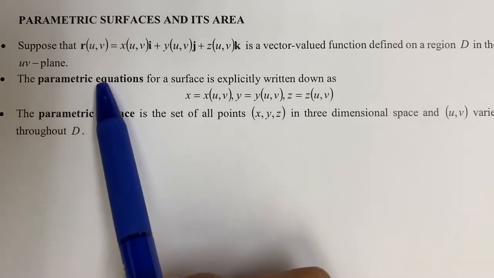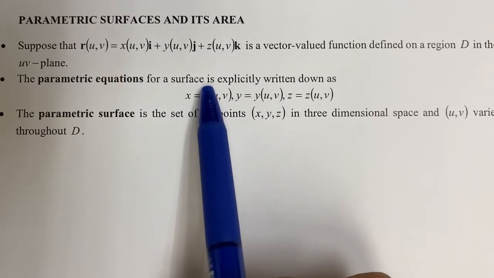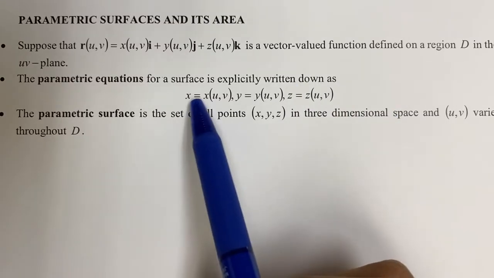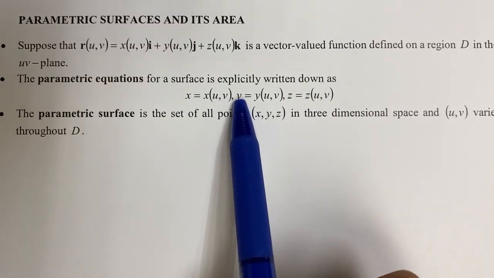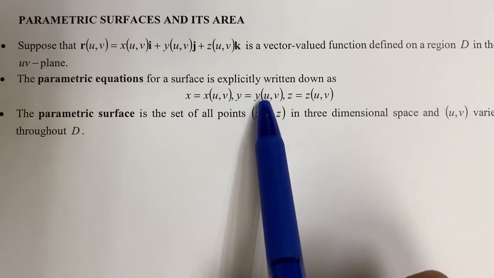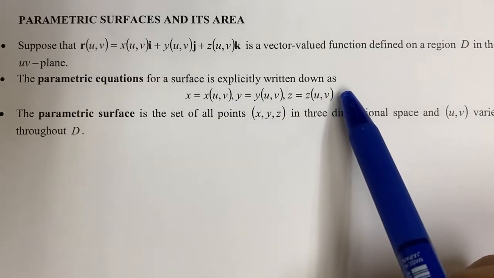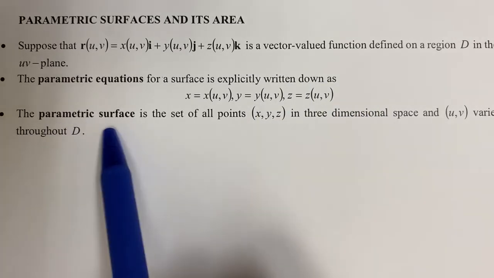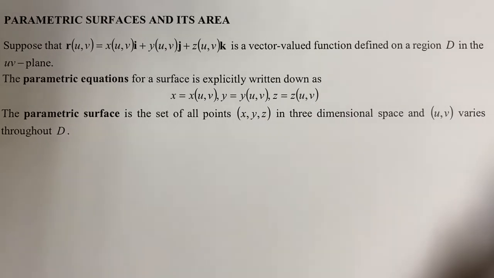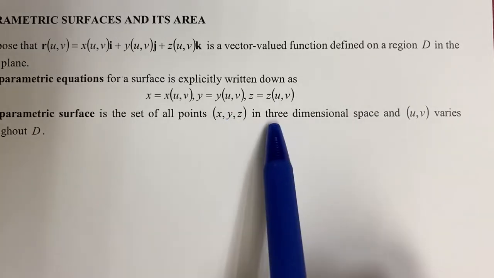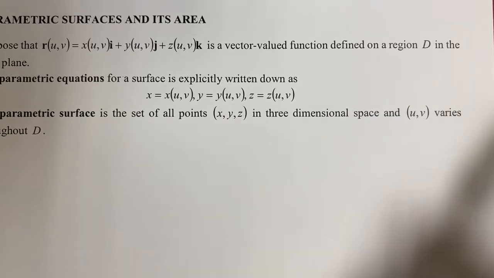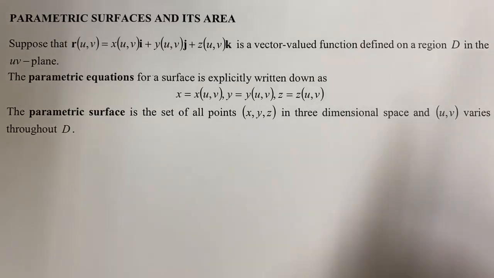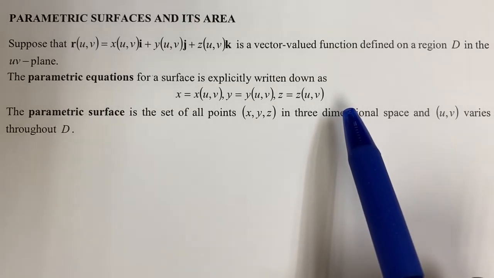The parametric equations for a surface are explicitly written as x equal to x(u,v), a two-variable function of u and v, y equal to y(u,v), and z equal to z(u,v) as well. The parametric surface is the set of all points x, y, z in three-dimensional space as (u,v) varies throughout D. This is the difference between a line integral and a surface integral.